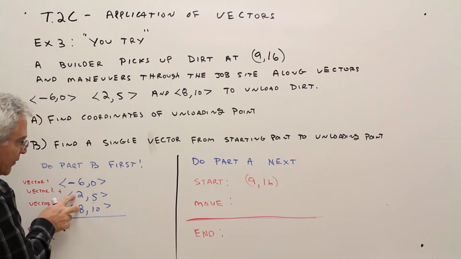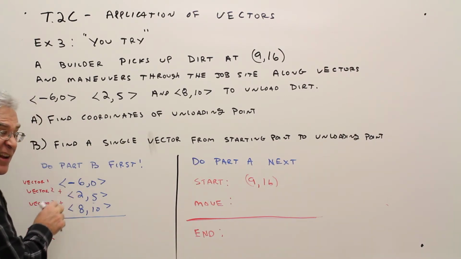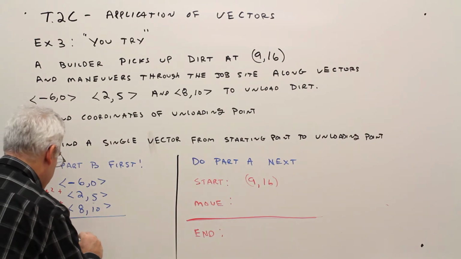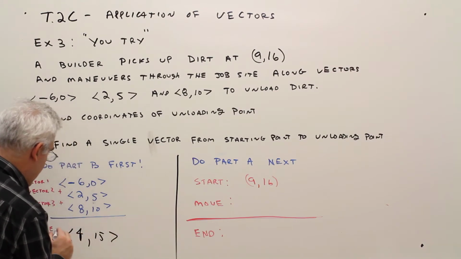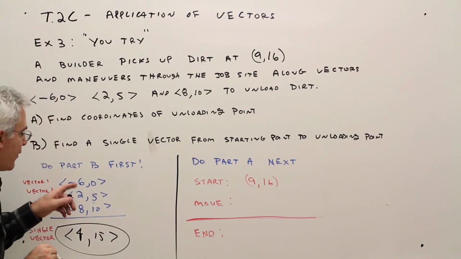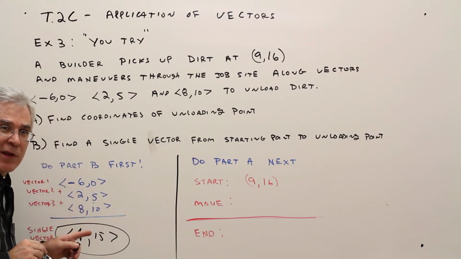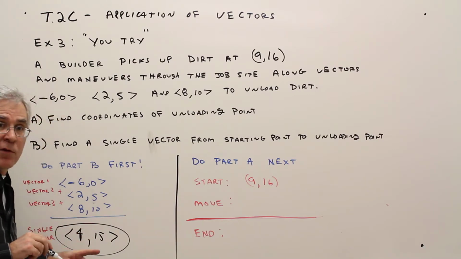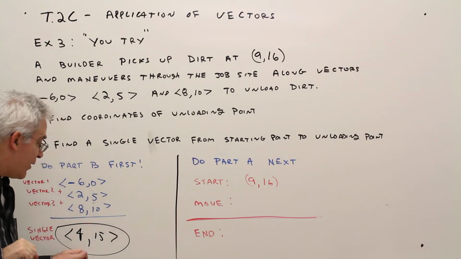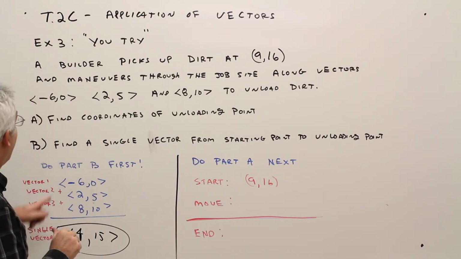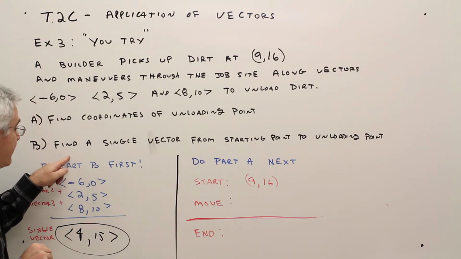So 8 and 2 is 10. 10 take away 6 is 4. And this will be 15. Okay, so instead of doing these 3 vectors, I can represent start to finish with this. Of course, in real life, there's different things going on, but if I just care about start and finish, this will do the job. So that's the answer for part B.